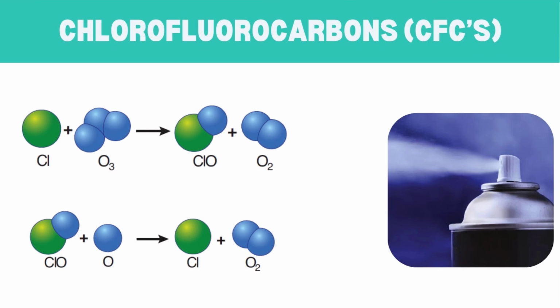So if we see here, this is the chlorine which has come from chlorofluorocarbon, and it reacts with ozone to form chlorine oxide and an oxygen molecule. This chlorine oxide then further reacts with oxygen to form chlorine and an oxygen molecule. Now this chlorine is again available to destroy ozone. So free chlorine atoms react with ozone molecules, taking one oxygen to form chlorine monoxide and leaving an oxygen molecule.